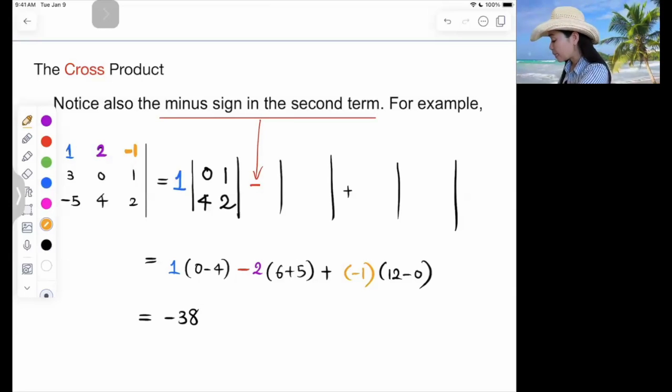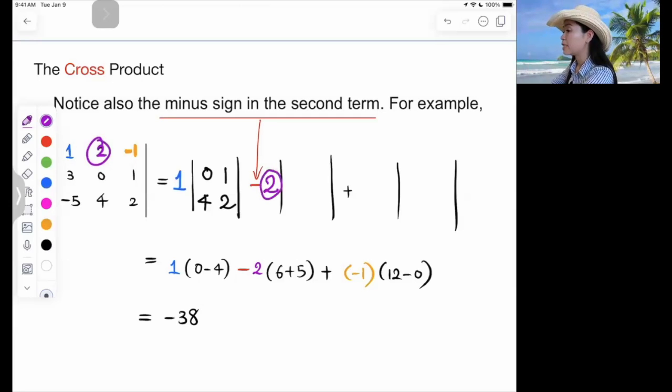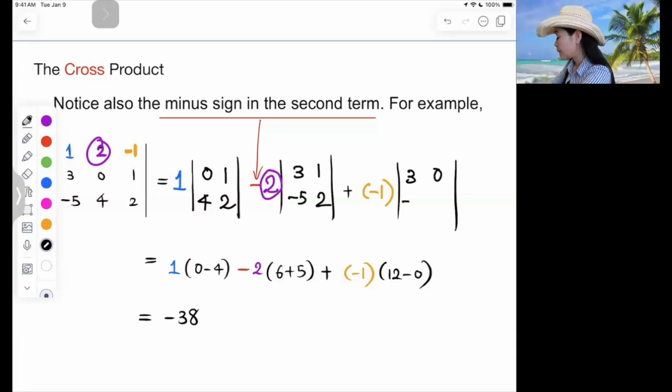Minus what? Minus 2. Yes, the 2, this 2 here, right? The 2 over here. And then 3, 1, negative 5, and 2. You got it. 3, 1, negative 5, 2, right? And the last one will be what? Plus negative 1 times the determinant of 3, 0, negative 5, and 4, right? Okay. Do you have questions?